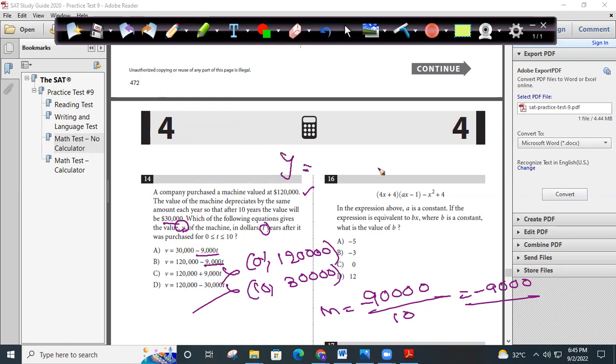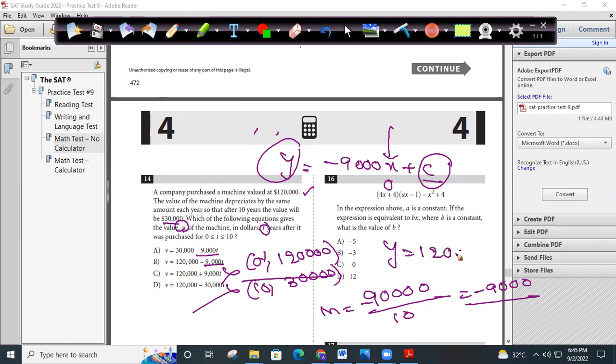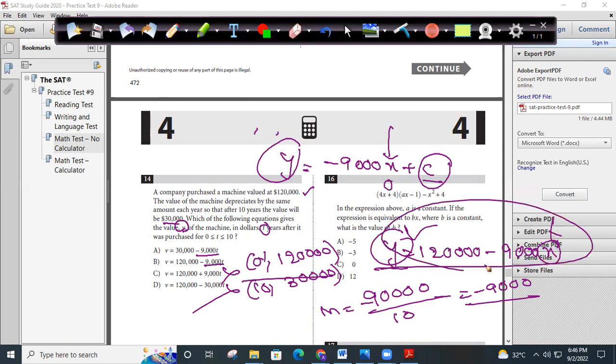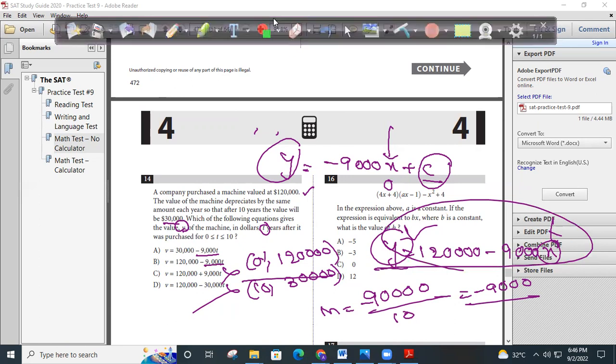So y is equal to minus 9,000 into x plus c. To solve for c, plug in this point. When x is equal to 0, y is 1,20,000. So c is 1,20,000. Simple logic, whatever I told you, if you can just follow that blindly, y is V, x is t. So V is equal to 1,20,000 minus 9,000 t. That should be your answer.